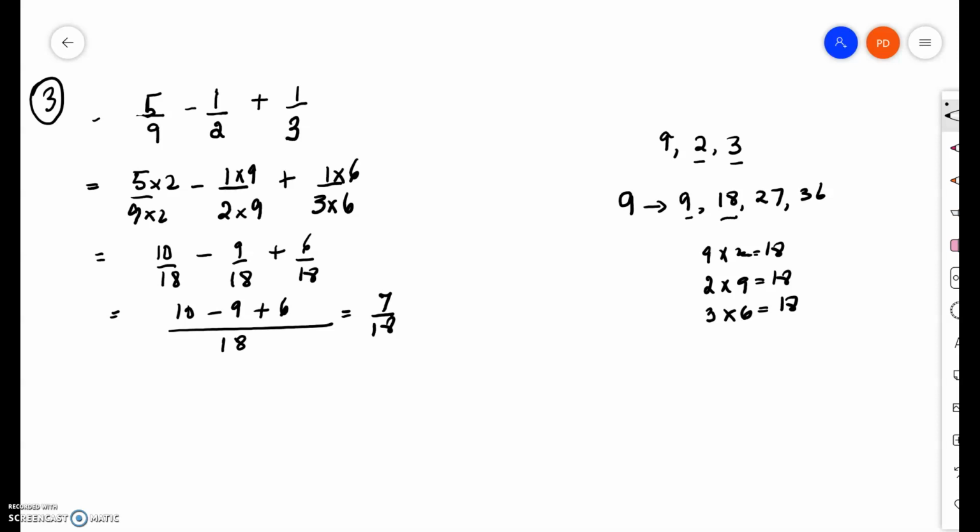So 18 is a common denominator, and once you know that 18 is a common denominator, take the 9 and multiply it with 2. If you multiply the denominator with 2, you have to multiply the numerator with 2 as well. 2 times 9 is 18, so multiply the numerator and denominator by 2. 3 times 6 is 18, so multiply the numerator and denominator by 6, and that's how you get a common denominator. So that'll be 10 over 18 minus 9 over 18 plus 6 over 18. Common denominator is 18. 10 minus 9 plus 6 is the numerator. 10 minus 9 is 1, 1 plus 6 is 7, so 7 over 18 is the answer.